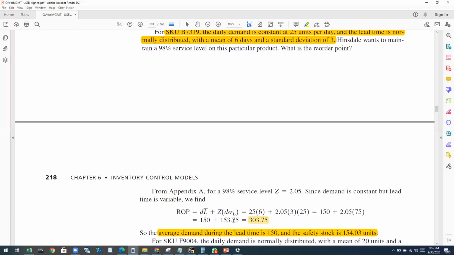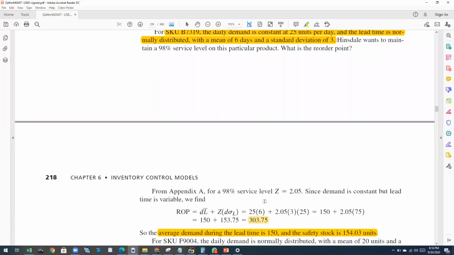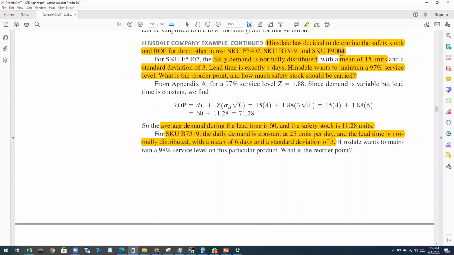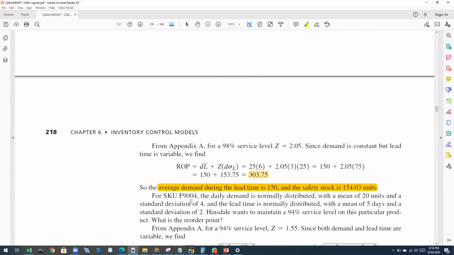Why do we need safety stocks? Because the lead time fluctuates. Sometimes it takes longer, sometimes it's shorter. Okay, now let's look at the third product, which is F9004. The story with F9004 is that the daily demand is normally distributed, meaning the daily demand fluctuates, with a mean of 20 units and a standard deviation of 4.